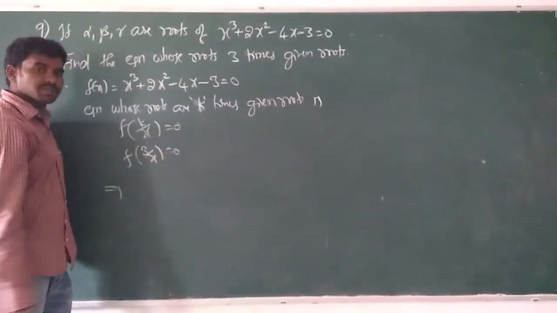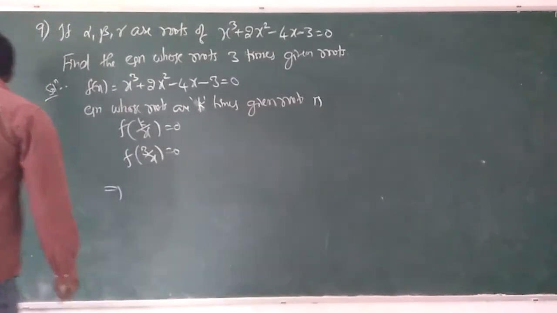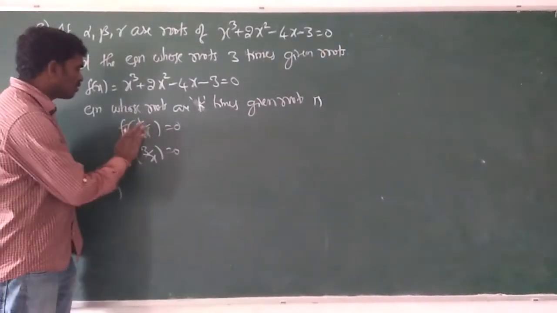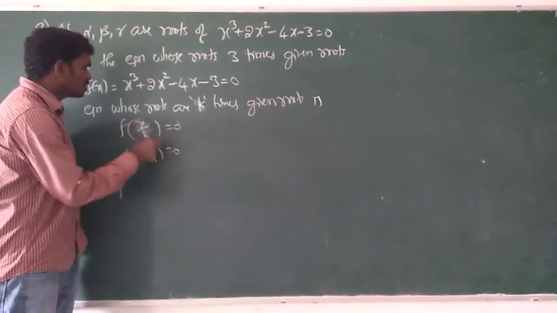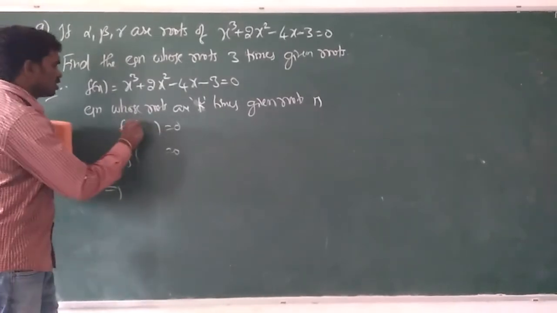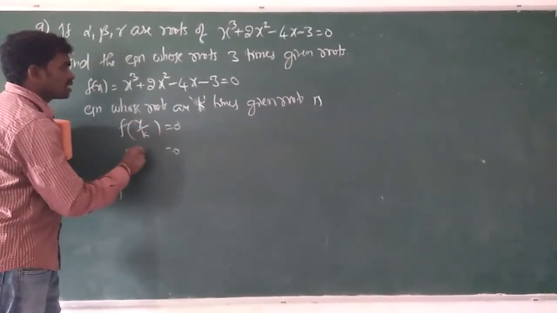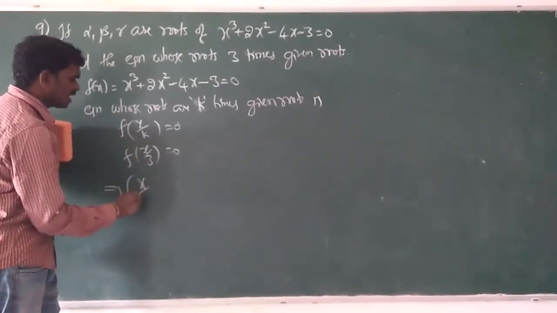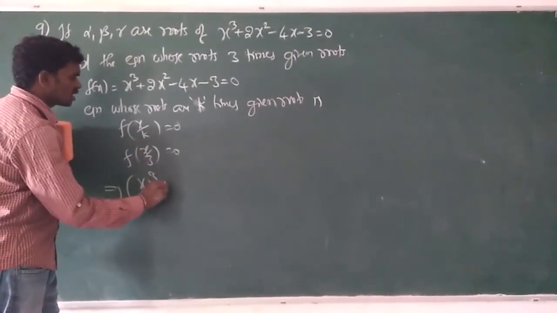Sorry, very good, f of x by k equal to 0. Then the equation becomes what? x by k means x by 3 equal to 0. So now substitute x by 3 and simplify. Take LCM. You will get the answer. Do it.